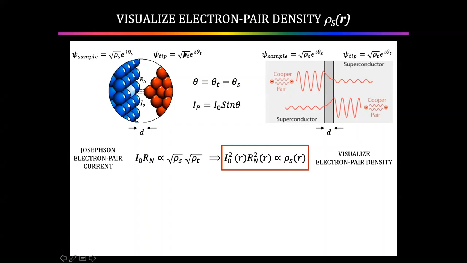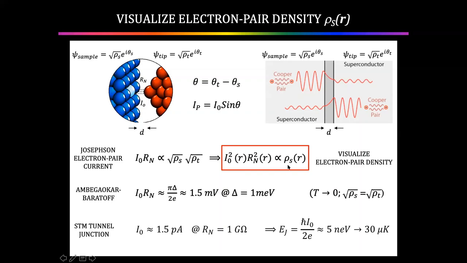You need that to make a microscope. So now, if you square these two numbers, I squared, R squared, and measure them as a function of location, you should be measuring the superfluid density in the sample. That was the plan. You can calculate how big is I naught Rn by using the famous Ambegaokar-Baratoff equation. It tells how big this product is if you know what the energy gap of the superconductor is. And typically, for 10 Kelvin superconductors, that's 1 millivolt, so 1 millielectron volt.